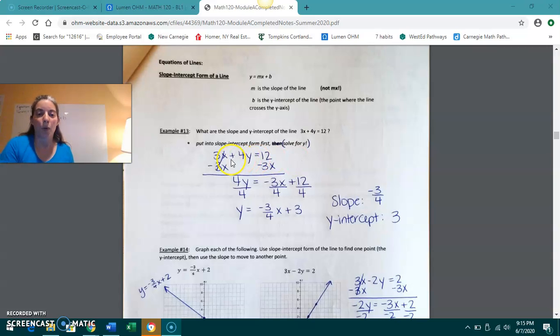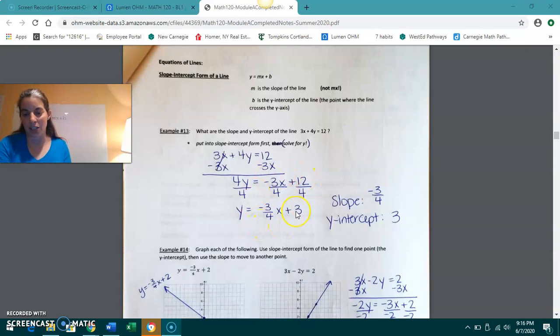So we would want to get y by itself, so we can subtract 3x, divide everything by 4. Y is going to equal negative 3/4 x plus 3. We reduce this to get 3. Now I can find, because it's in the slope-intercept form, whatever number is in front of the x is going to be our slope, and whatever the other number is going to be our y-intercept, or where that line would cross the y-axis. Okay, so let's go ahead and look at an example.